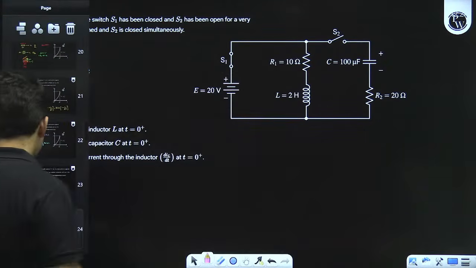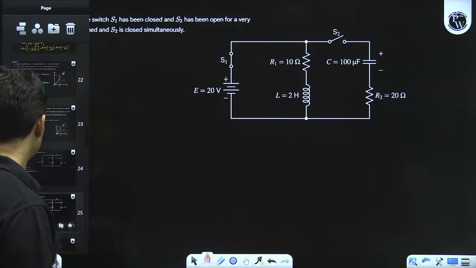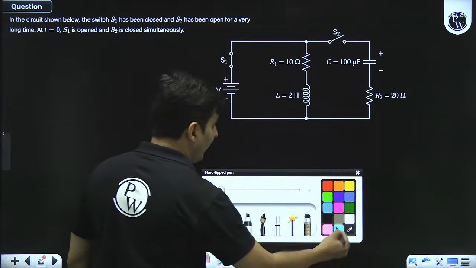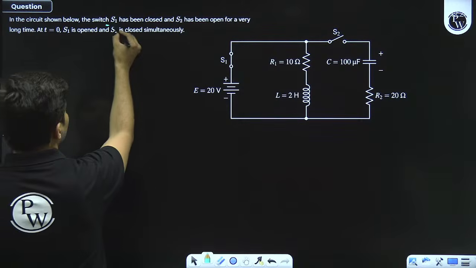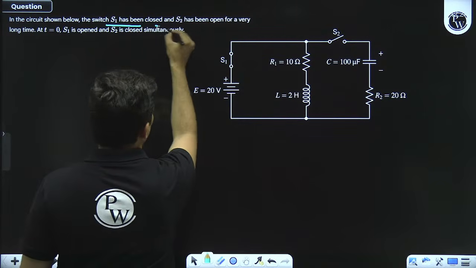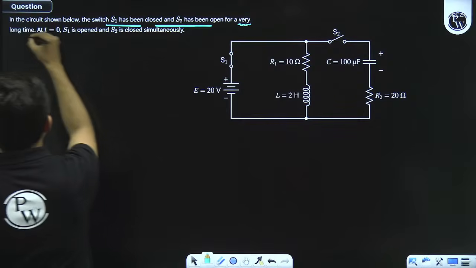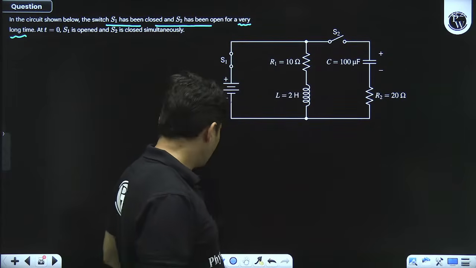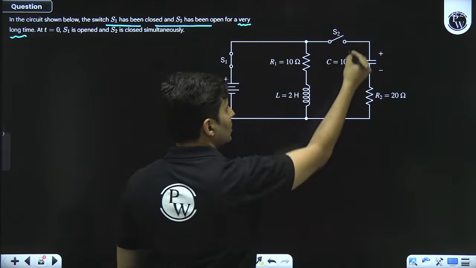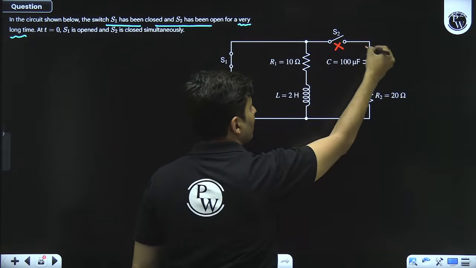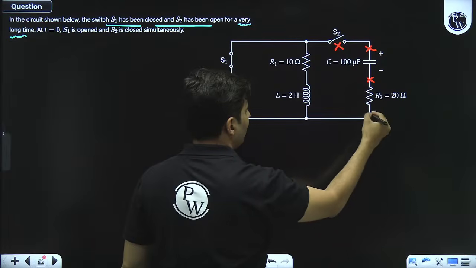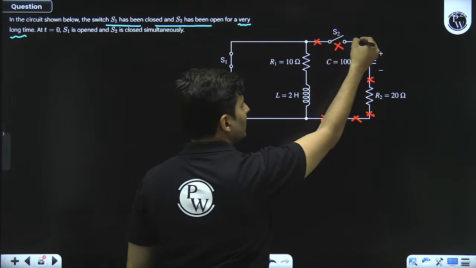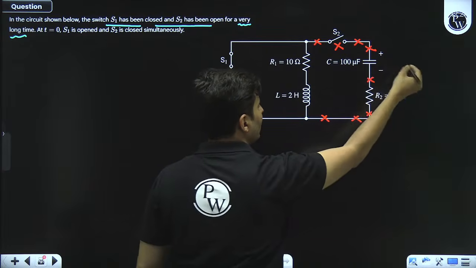Let's go step by step, guys. First, let's focus completely on the fact that this has been closed and this has been opened for a very long time. So if that is the scenario, this part is completely useless. So this is open, nothing will be there. So I'm just going to cross it out very boldly so that it stays in your head. Nothing is happening over here.